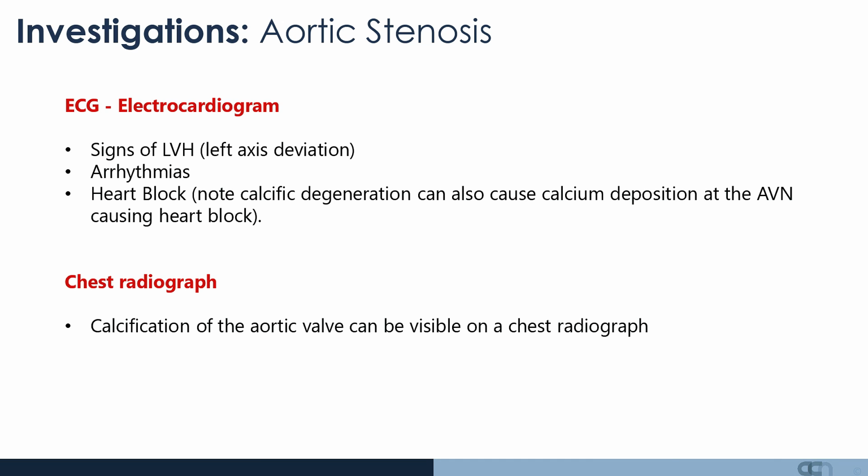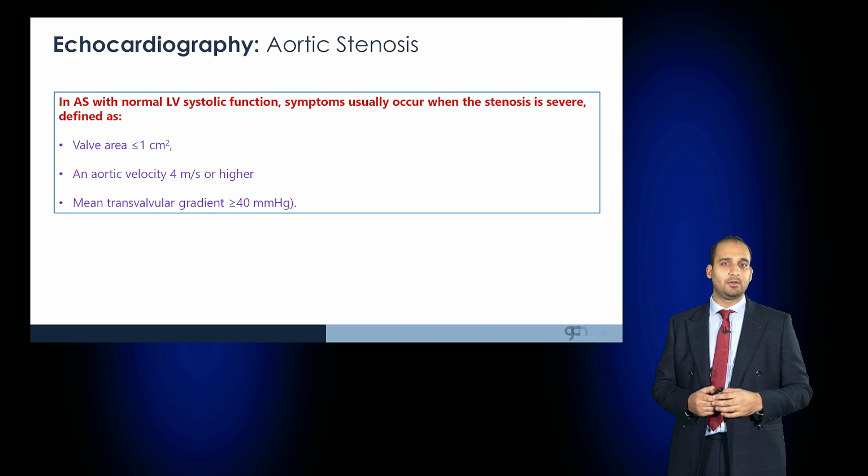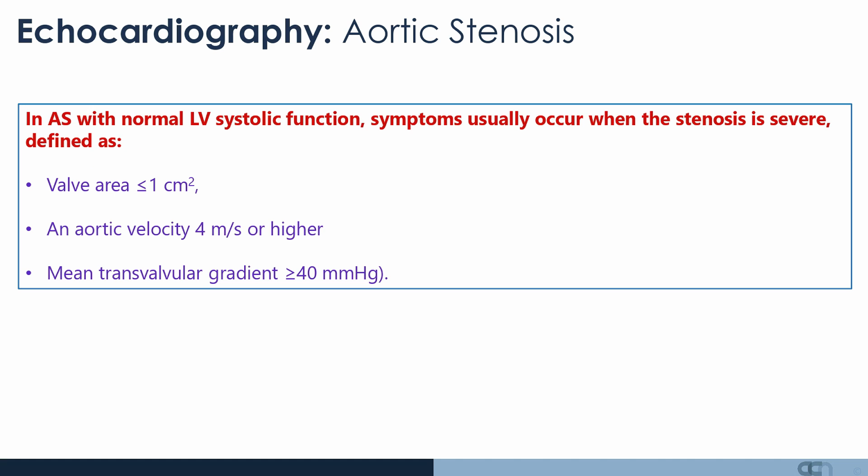A chest radiograph would allow you to look at the heart valve, looking for any signs of obvious advanced calcification. But importantly, the echocardiography is the key investigation of choice. In AS, with normal left ventricular systolic function, symptoms usually occur when stenosis is very severe. That's when the valve area reduces to less than 1 centimeter squared, or the aortic velocity increases to more than 4 meters per second or higher, or the gradient across the valve exceeds 40 millimeters of mercury.